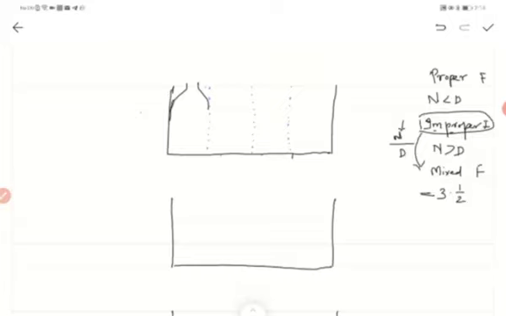For example, I have 3 1 by 2. So this is nothing but if I convert it into a normal fraction, it is 3 times 2 is 6, plus 1, 7. This is 7 by 2. So the 7 by 2 is what? Improper fraction, isn't it? Always remember, all the mixed fractions, they are improper by nature, you can say. Okay, and all the improper fractions can be converted into mixed fractions and vice versa.